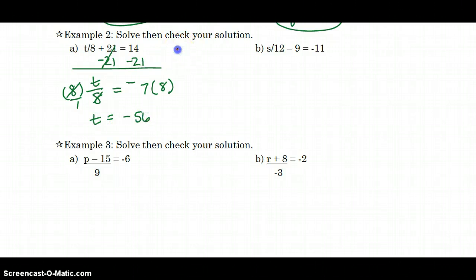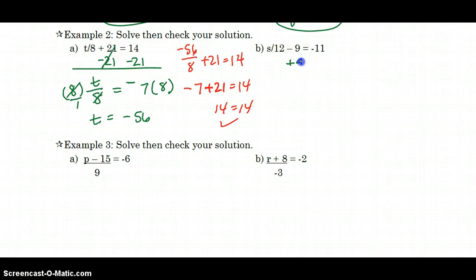Let's check and make sure. Negative 56 divided by 8 plus 21, does that give me positive 14? That'll give me a negative 7 plus 21, so we will subtract and keep the sign of the larger absolute value, so it will turn out to be a positive 14, and it checks out.